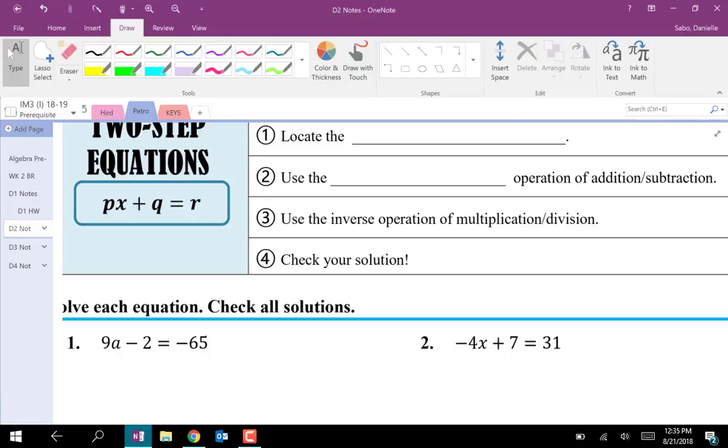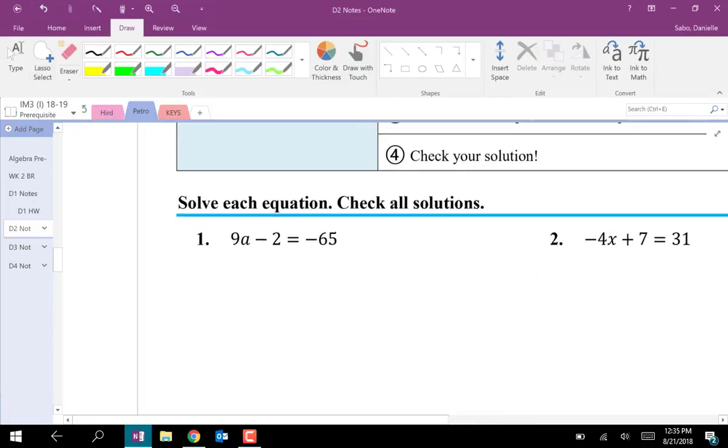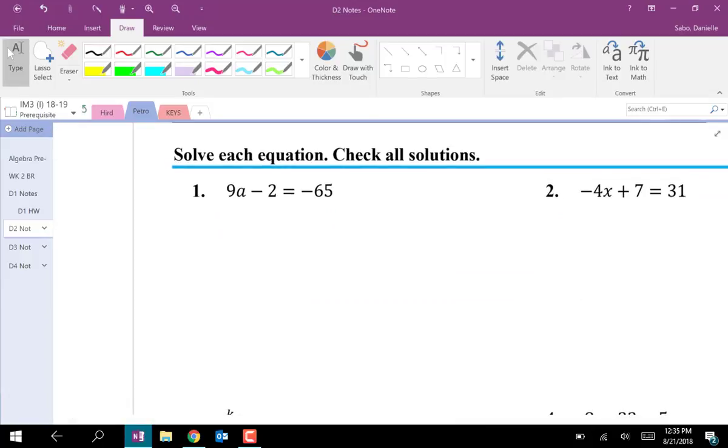Locate the variable. Use the operations. Okay, so I'm going to skip all the way to here. My variable's on the left side of the equal sign, which means that both those numbers, the -2 and the 9, must move to the right. So I always do the furthest one away from the a. I have 9 times a minus 2. What would you do first? What do you think you should do first? Which one's further, the 9 or the 2 from the a? The 2. So that's the one I'm going to do first.